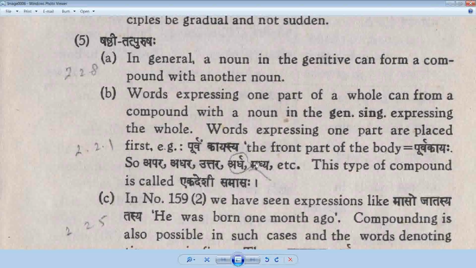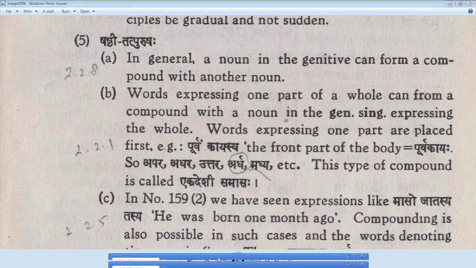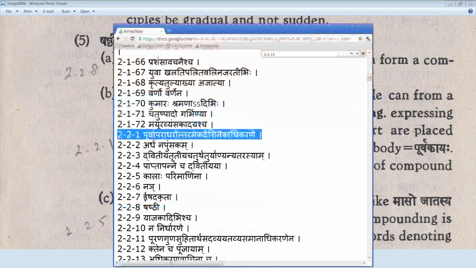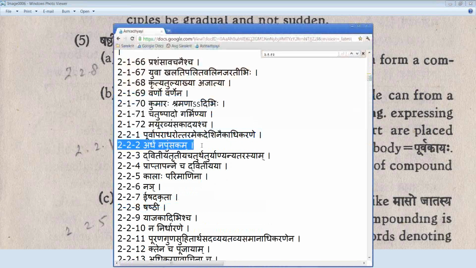Okay, now that was in the book part B, but we only got purva, apara, adhara, uttara. Now what about madhya and ardha in the book? Because we didn't talk about that. He only gave this for purva, apara, adhara, uttara. Okay, so let's talk about ardha. That one is the next sutram, this simple sutram: ardham napumsakam. What is the meaning of this, ardham napumsakam?